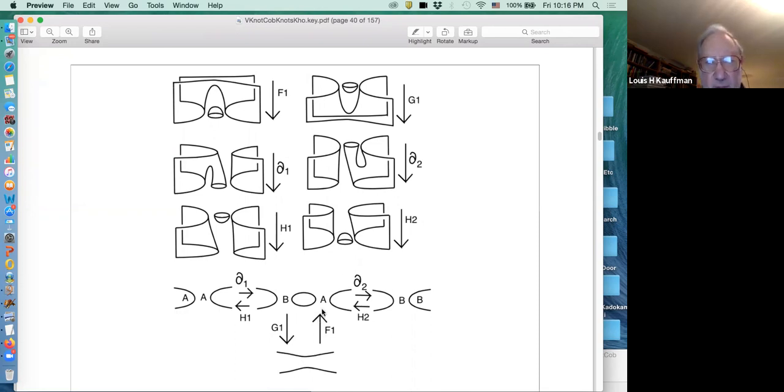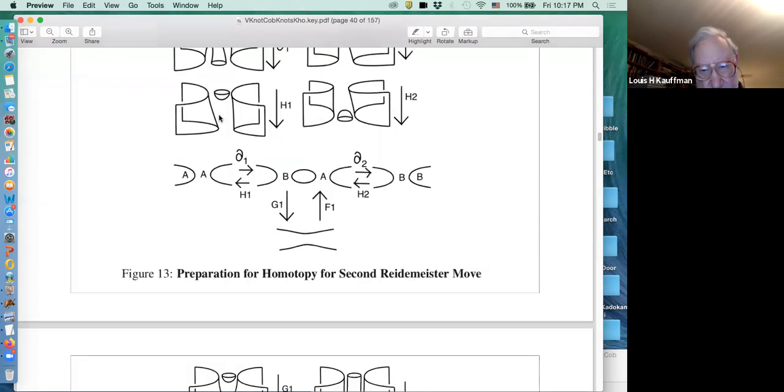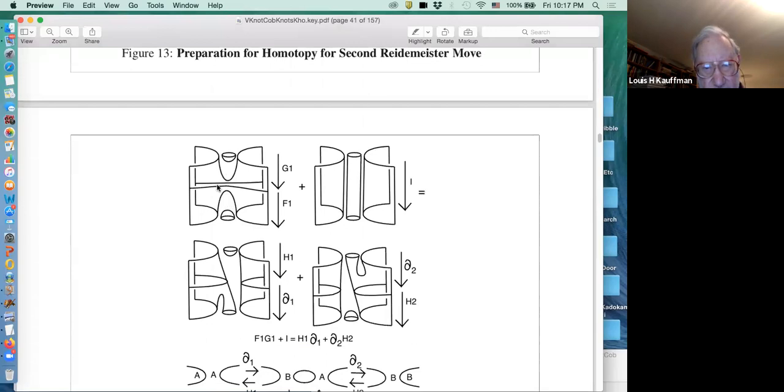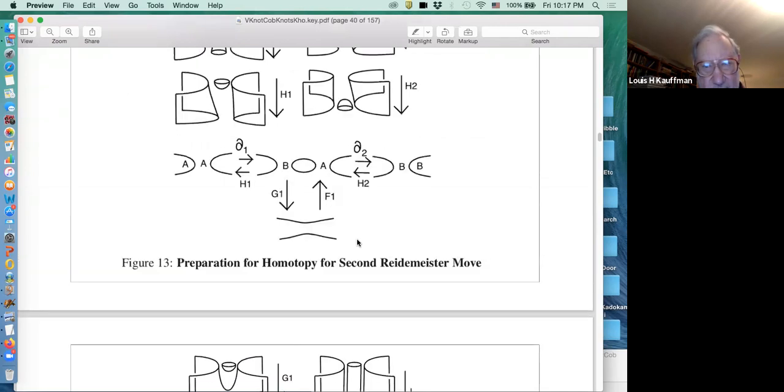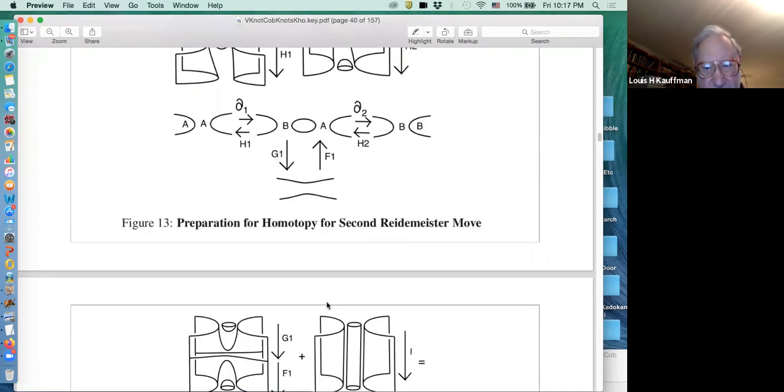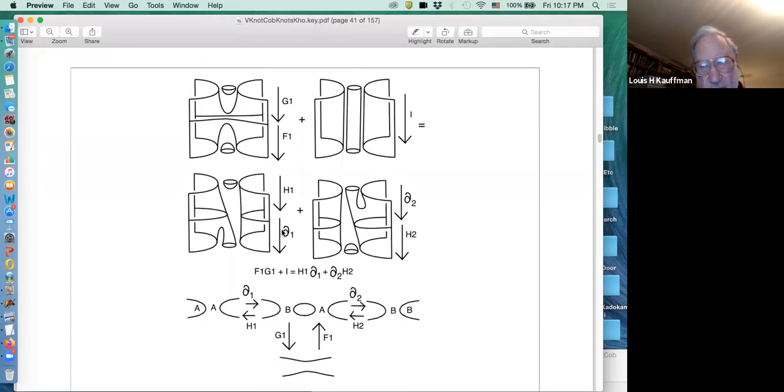And what does G1 F1 look like? G1 F1 means you do this and then you do that. So these are meeting along the middle, and it means you go through a saddle and then you go back through a saddle. And at the top, you have a circle born and you have a circle die at the bottom. So you have the G1 F1 here, where these met along the middle, producing a tube between these two bits of surface. And in the identity, it's just a tube going down from top to bottom. That's the identity on this thing here. And then the H1 boundary 1 and the boundary 2 H2 are things like this.